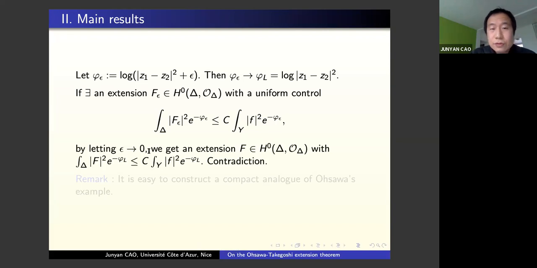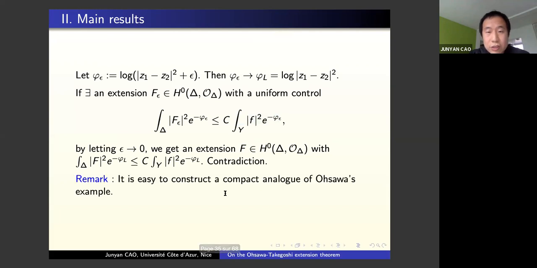Therefore, by letting epsilon tend to zero, we can find an extension of small f such that its L2 norm is bounded. So it contradicts Ohsawa's example. So this example tells us that if we just assume that the L2 norm of small f is bounded, then in general we cannot hope to find an extension with an effective estimate.